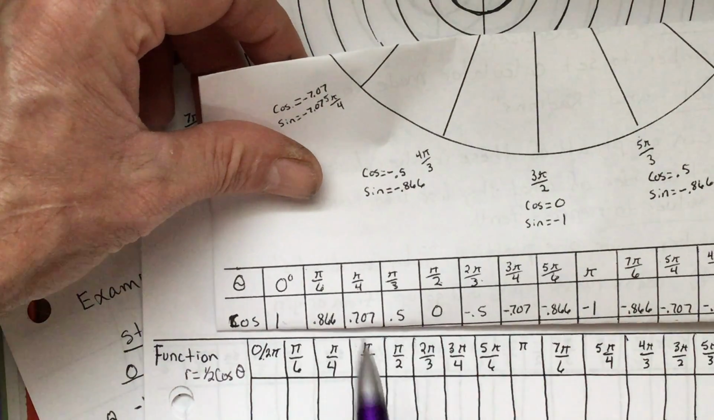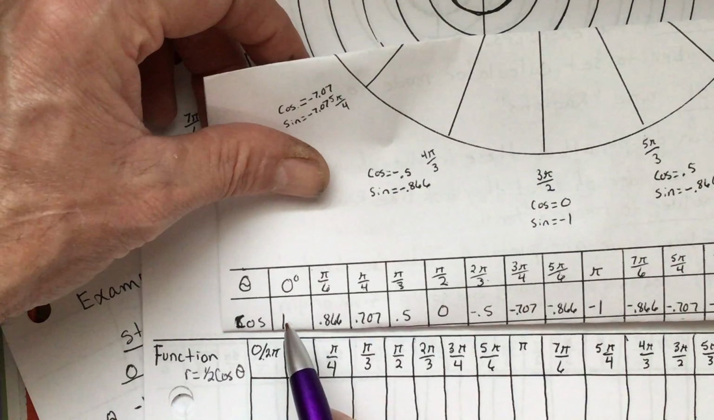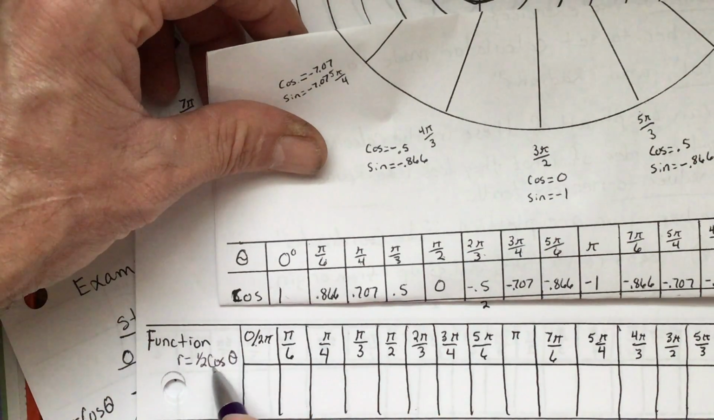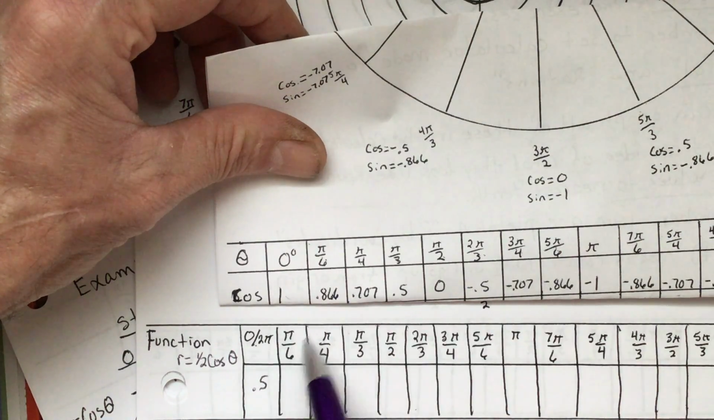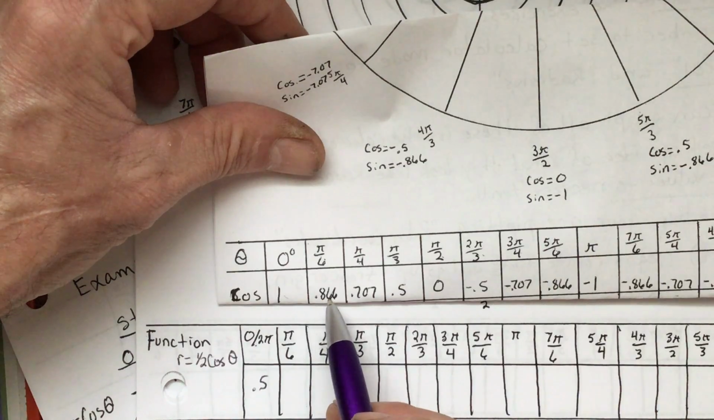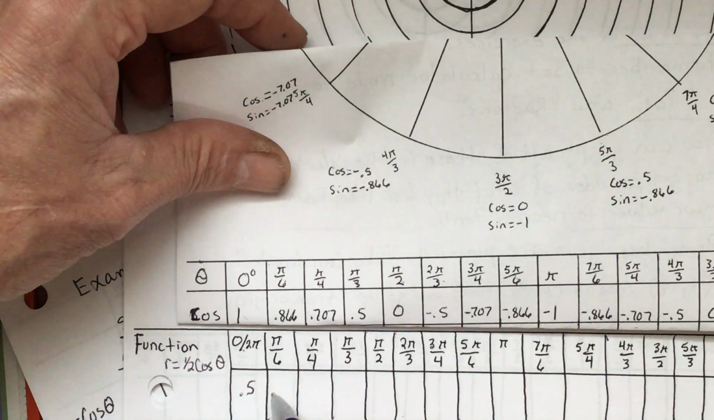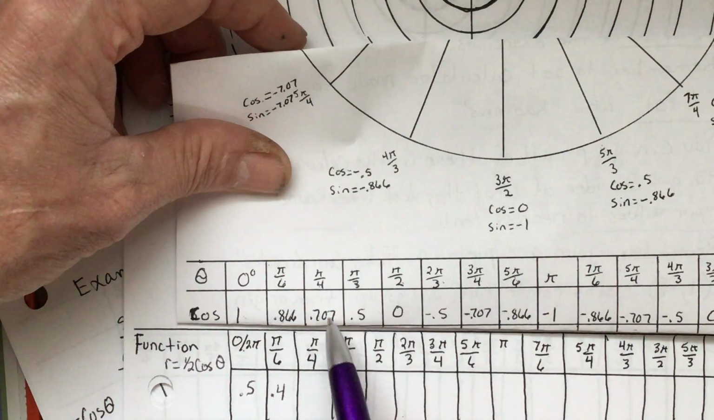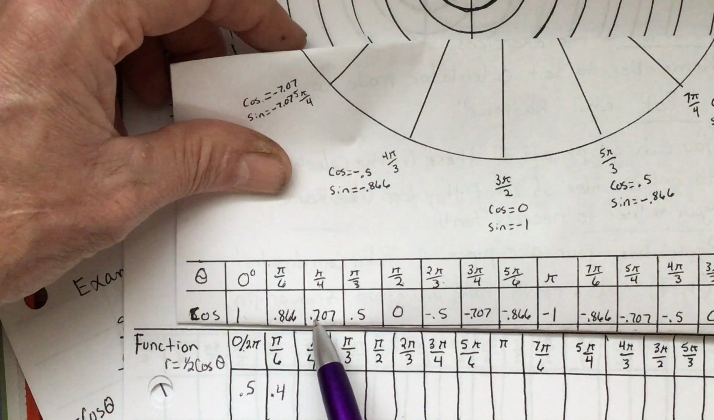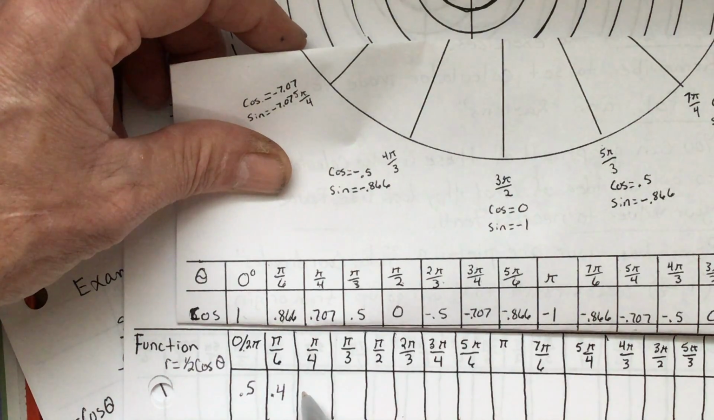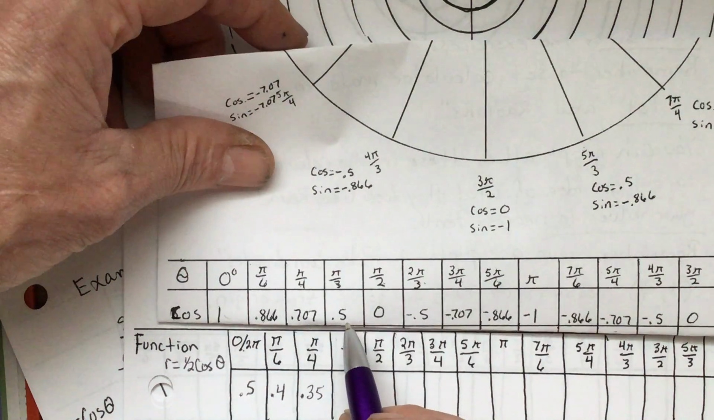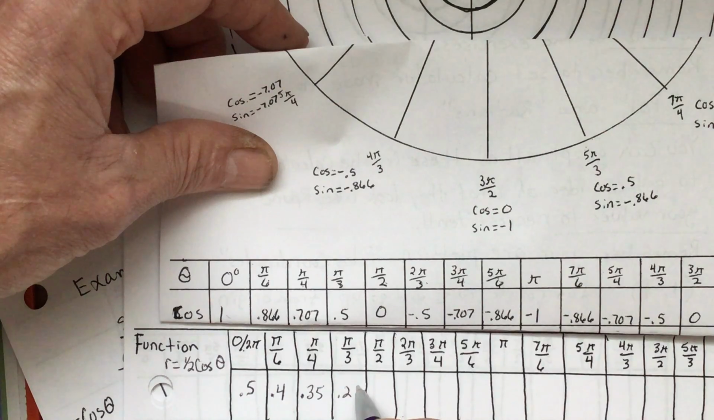All right, starting at 0 here. Cosine is 1, half of 1 is 0.5. Moving on to pi over 6, half of 0.866 is 0.433. So let's just round that off to 0.4. Pi over 4, half of 0.707 is 0.35, so we'll leave that as 0.35. Half of 0.5 is 0.25, and so on.